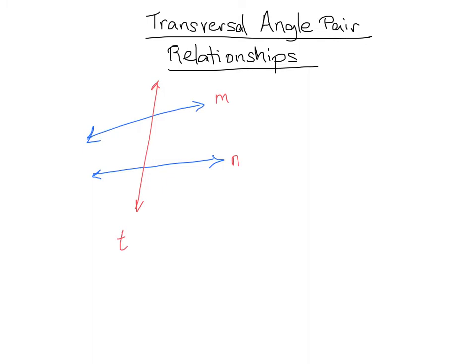Now, the thing about the transversal, what makes it special, is that it forms some important angles. And our angles can be seen here and here. So it forms actually 8 angles. And we'll be talking about these 8 angles right now.